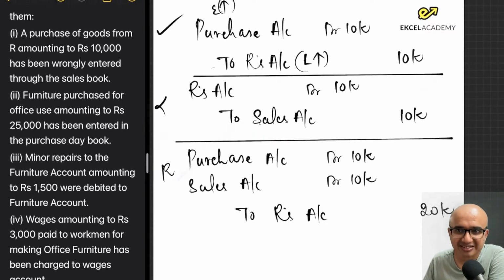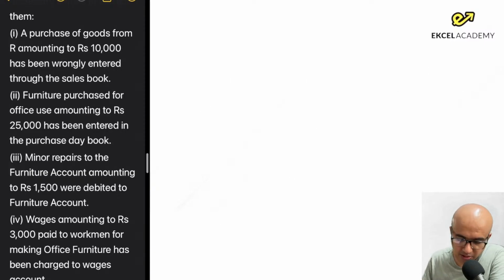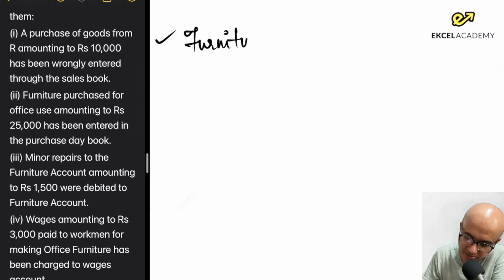Let's move to the next transaction. Now, second one: furniture purchased for office use amounting to rupees 25,000 has been entered in the purchase day book. Okay, this is again error of principle. Why? Because instead of treating that as an asset, they have treated this as an expenditure. So instead of debiting asset, they have debited expenditure. Okay, so let us look at the entry which they should have recorded. That would have been furniture account debit.